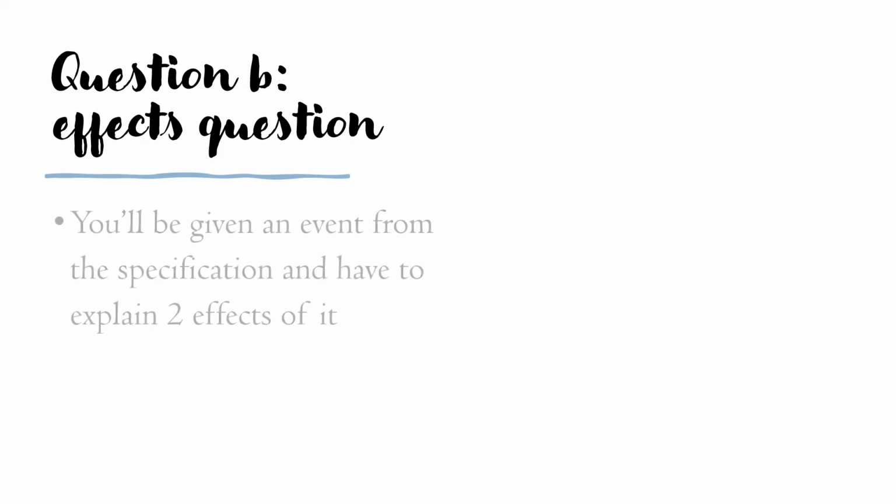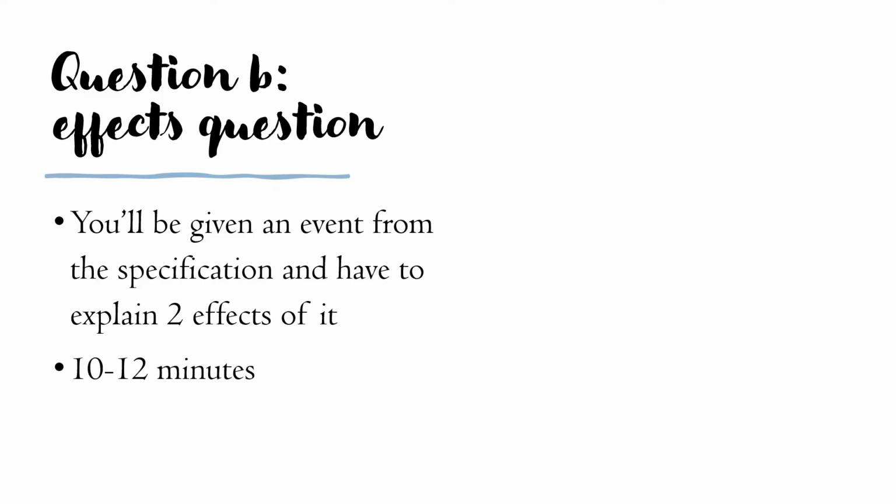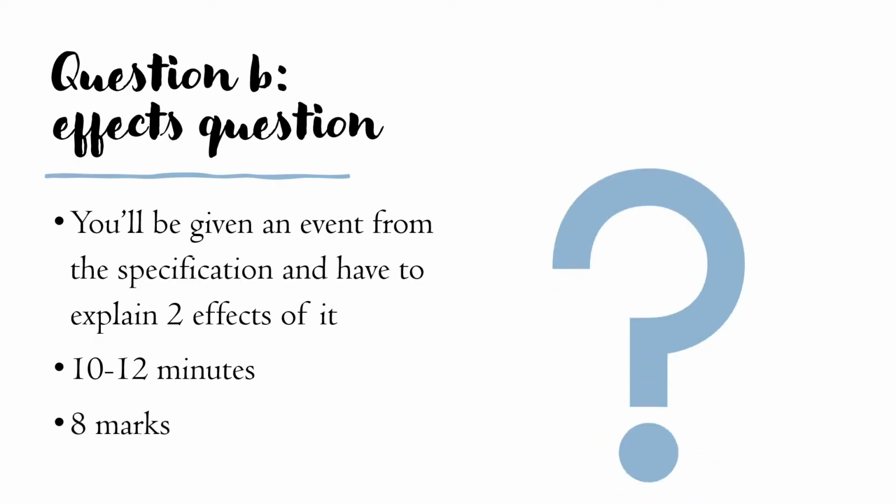You'll be given an event from the specification, and all you need to do, and it's the same every single time, is explain two effects of it, two different effects of it. You've got about 10 to 12 minutes, so a bit longer than question A, but not too long. You need to be getting on and doing question C, and it's worth 8 marks overall.